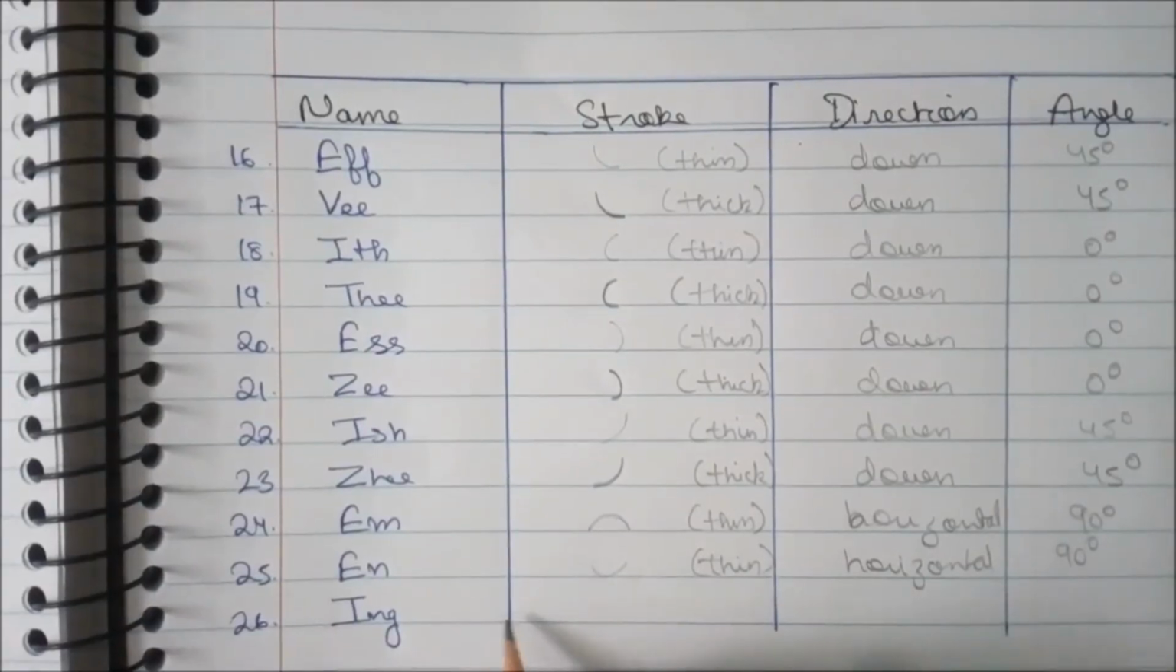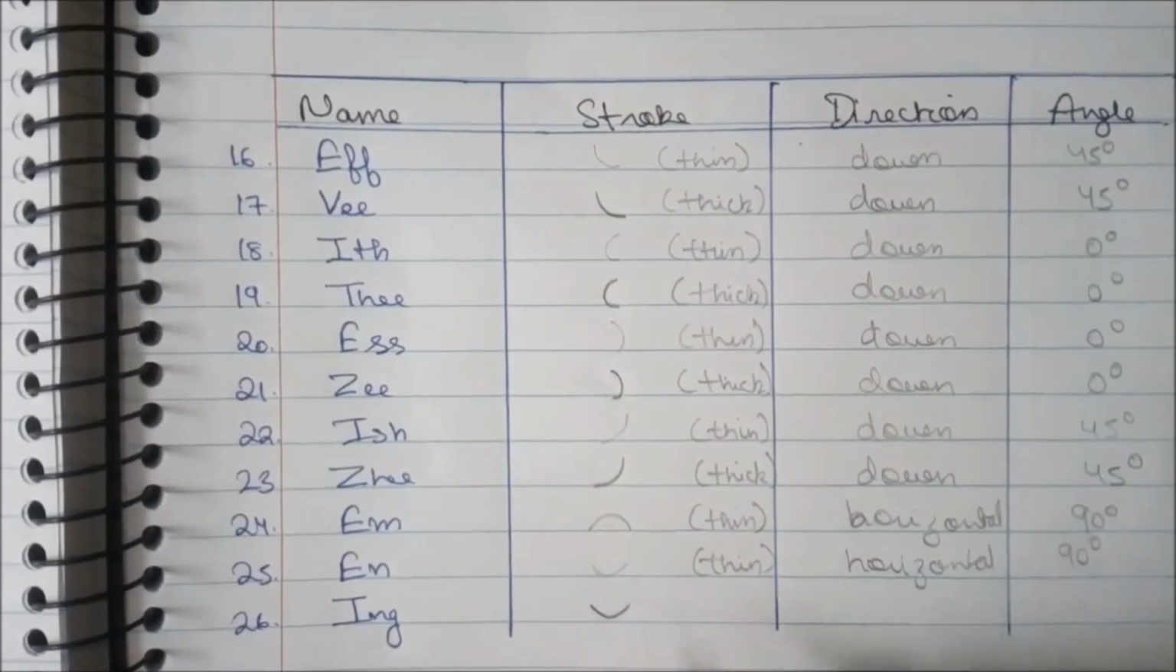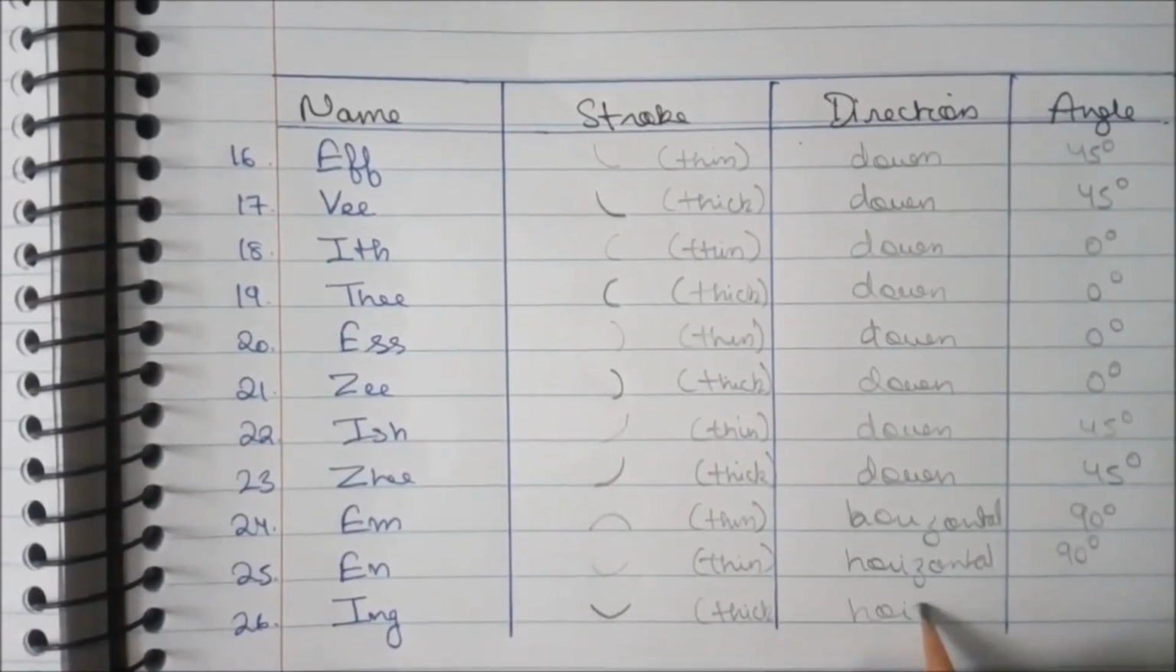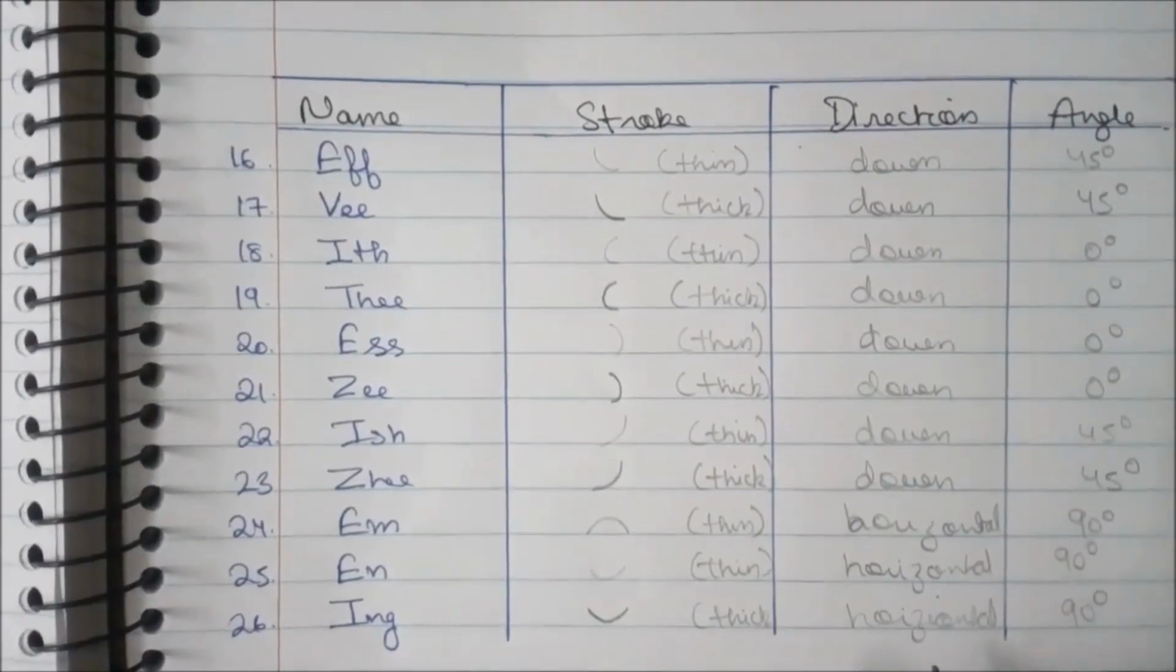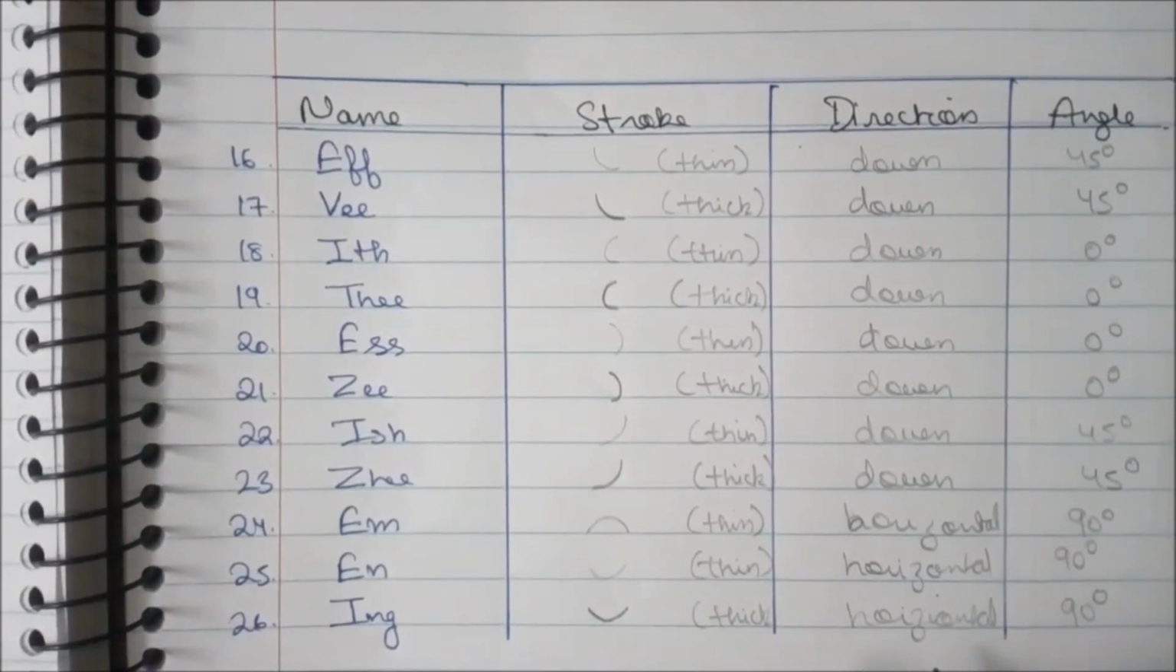And the next is Ing. It is a thick stroke. Its direction is also horizontal and it makes an angle of 90 degree. So these were the 26 strokes which are used in shorthand.